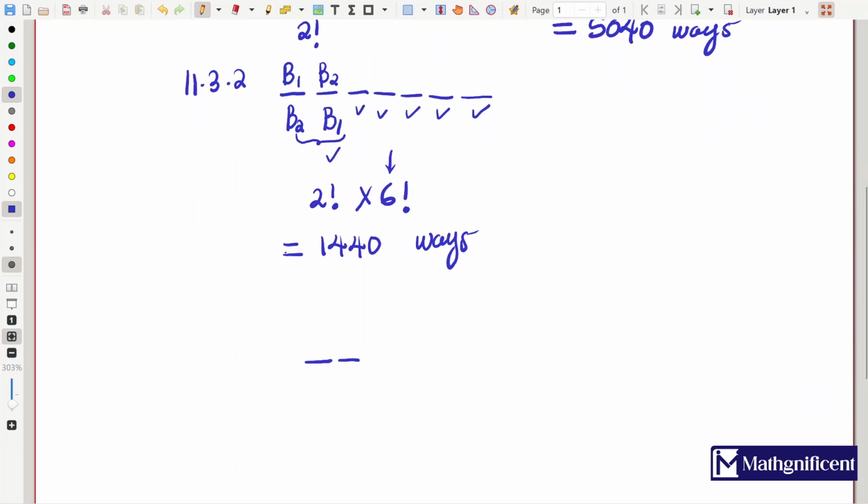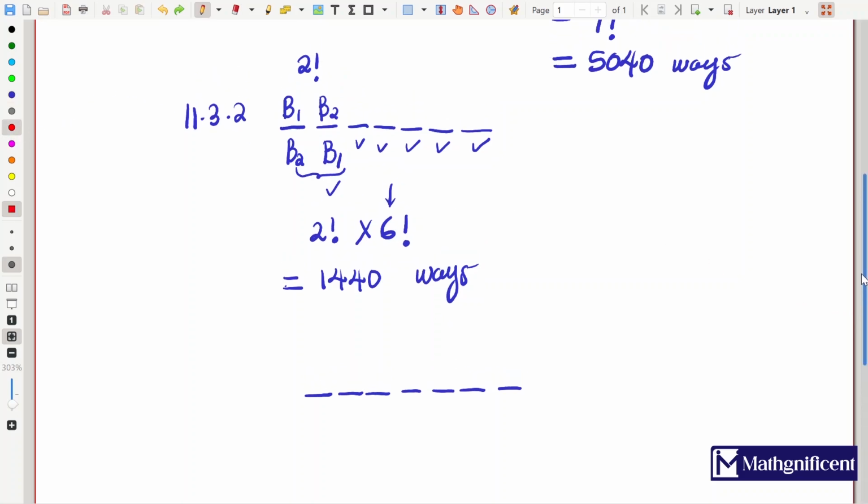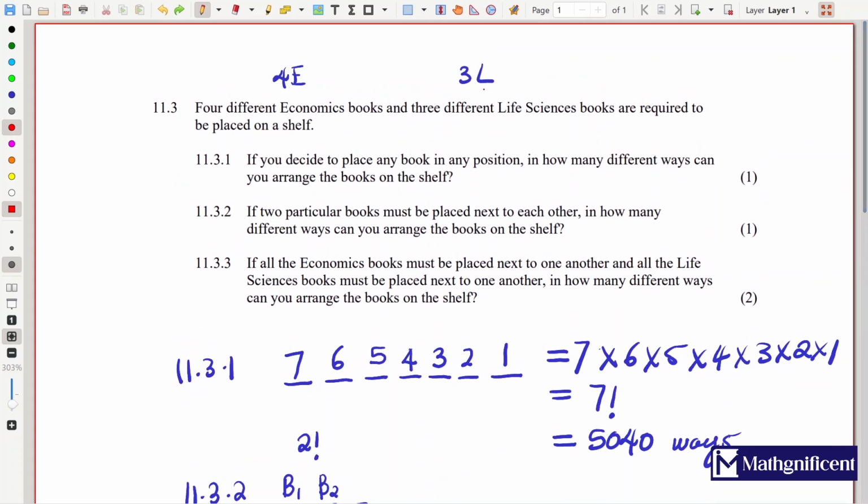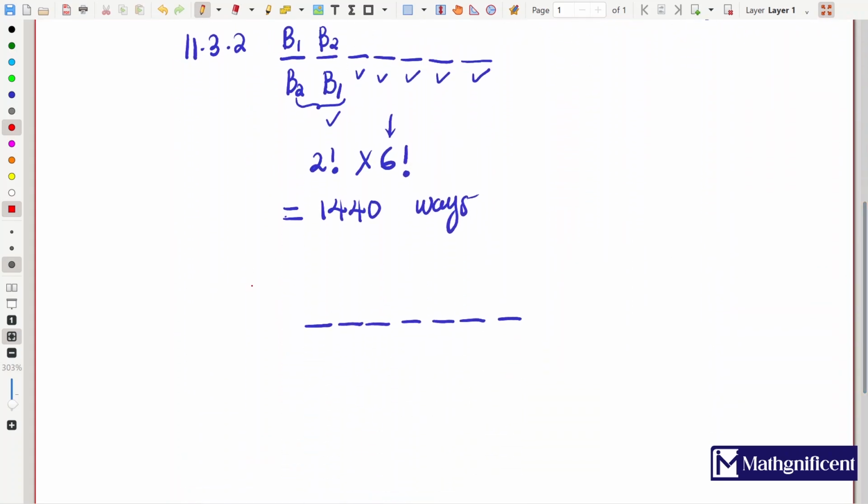We have 1, 2, 3, 4, 5, 6, 7. So, 7, because we have 7 books in total, right? So how many economics books do we have? Let's take a look at what we have here. Remember, we have 4 economics books and 3 life sciences books, right? So we have 4 economics books, so we can have E1 here, E2 here, and then E3 here, and E4 here. And as well, for life sciences, we can have L1 here, L2 here, and L3 here.